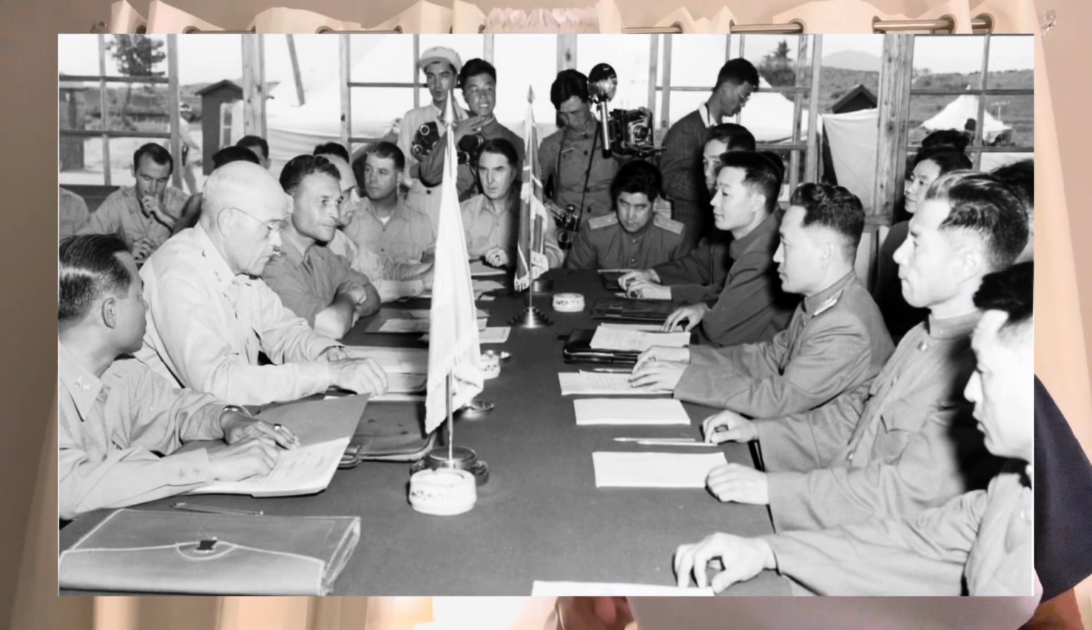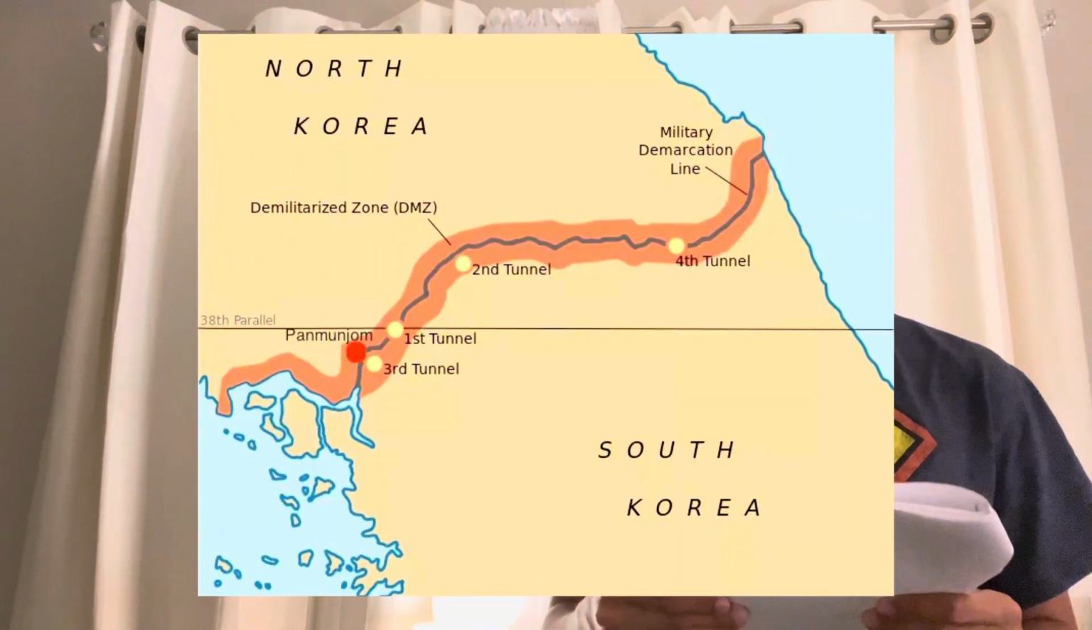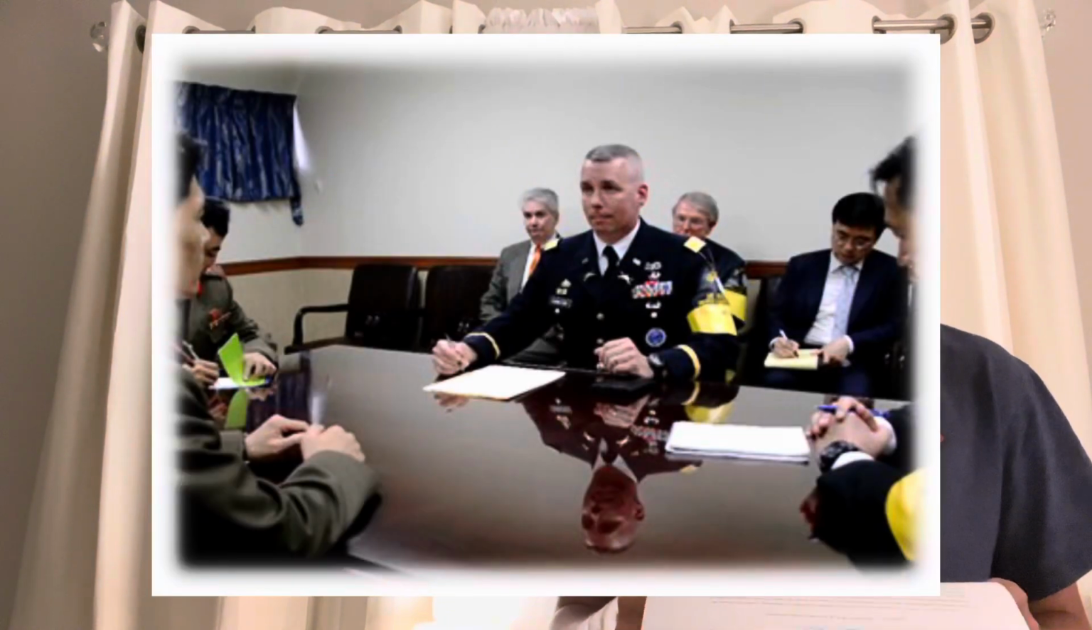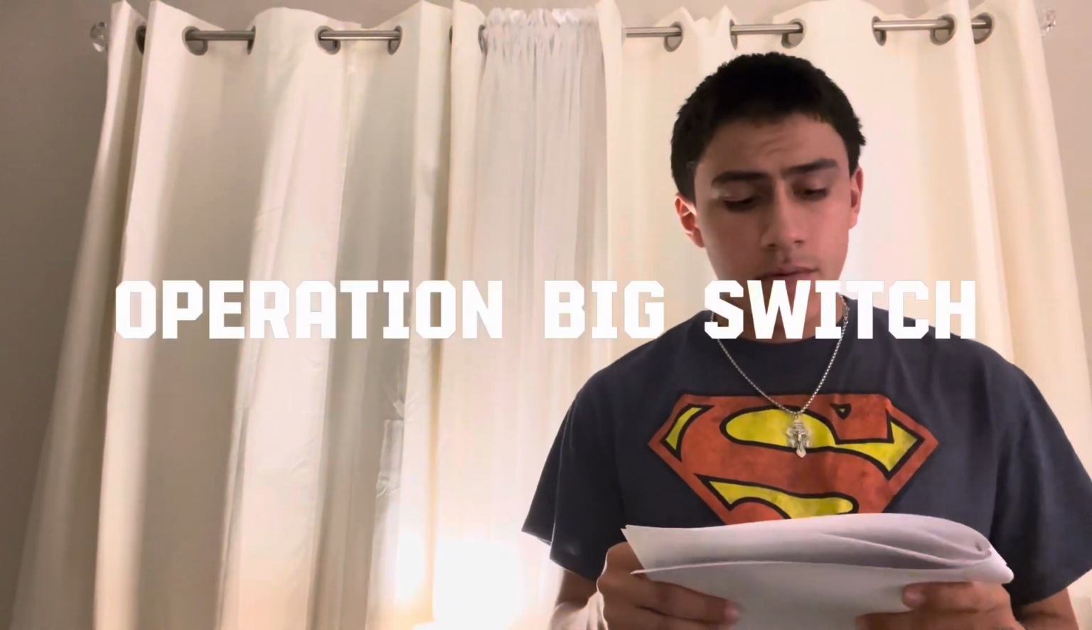The armistice established a ceasefire between North Korea and South Korea, and also established the demilitarized zone, also known as the DMZ, which is one of the most fortified borders on the planet. It also created the Military Armistice Commission, aka the UNCMAC, or as I like to call it, UNCMAC, a commission made to oversee any conflicts happening across the DMZ. Another thing that came with the armistice was the repatriation of POWs, also known as Operation Big Switch.